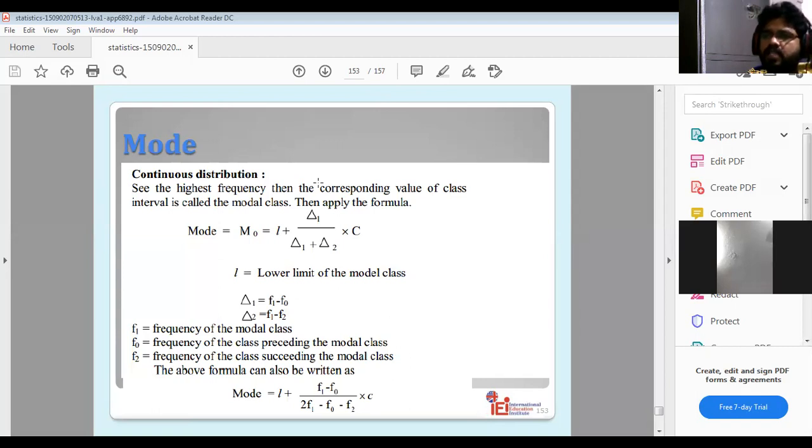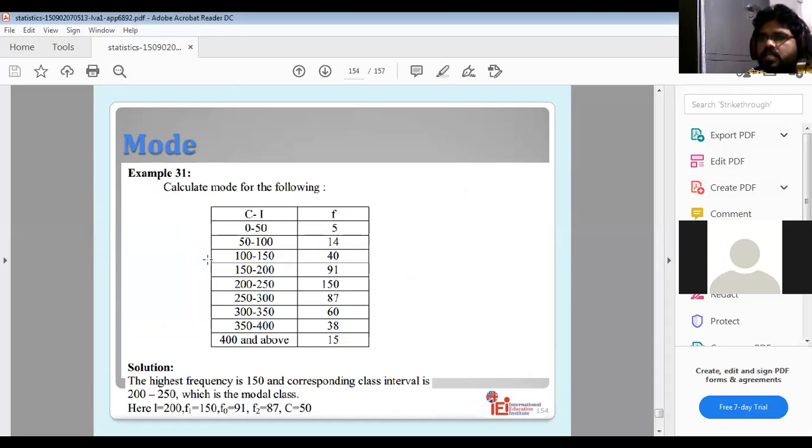For example, when somebody asks us to calculate the mode using the following data, they will give the data and we need to calculate the mode. See here, the continuous distribution: how is the data continuous? In order to identify whether the data is in a discrete series or a continuous series, see, this is the continuous series.